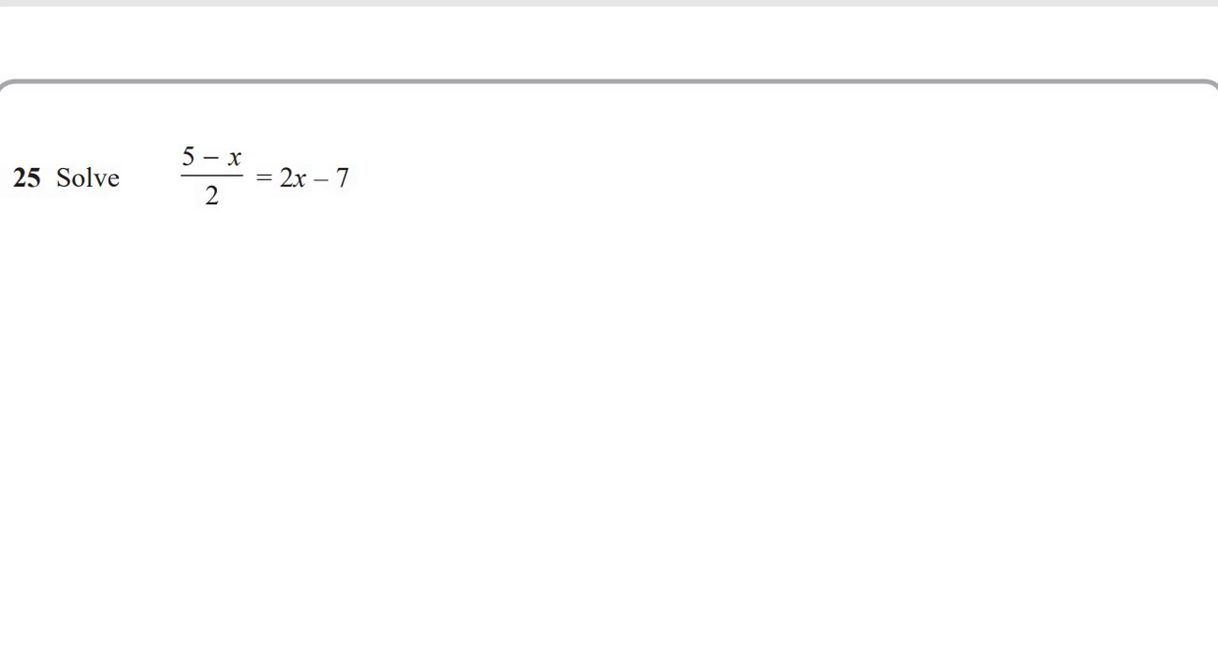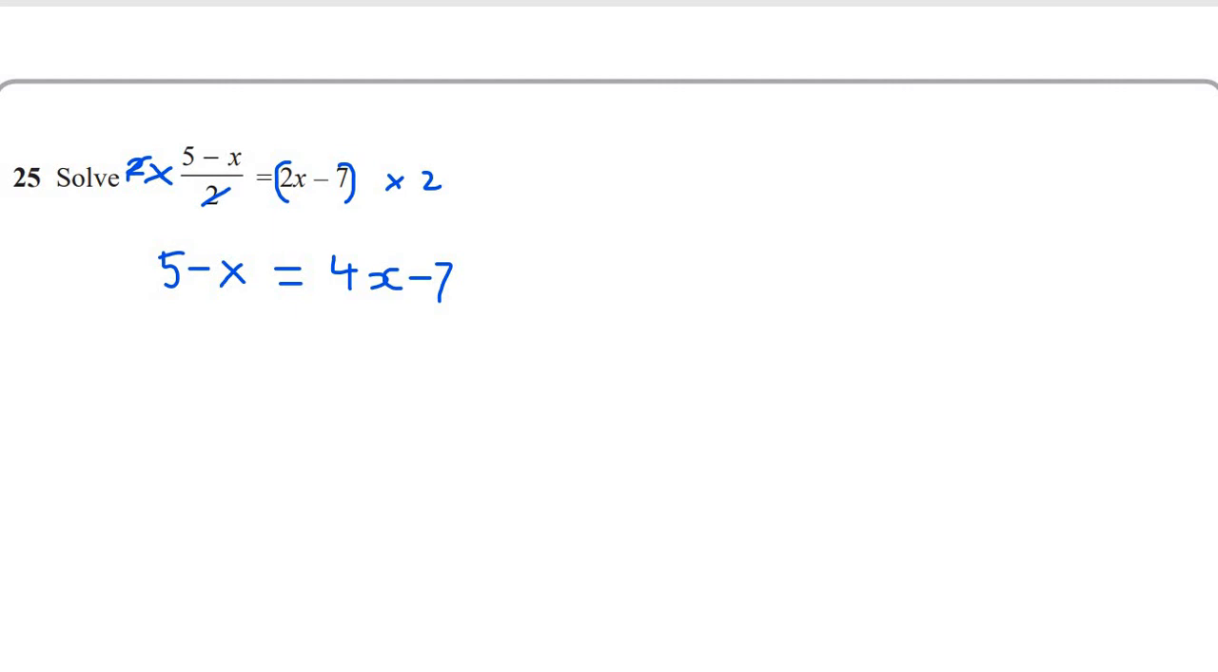Okay, now let's try and solve this. The first step, whenever you have something in the denominator, is to get rid of it by multiplying by the denominator on both sides. So I'm going to multiply both sides by 2, because I want to get rid of this 2 and make my life easy. This will be 5 minus x, and this times 2 will be 4x minus 7.